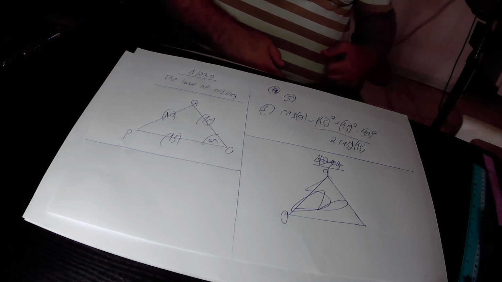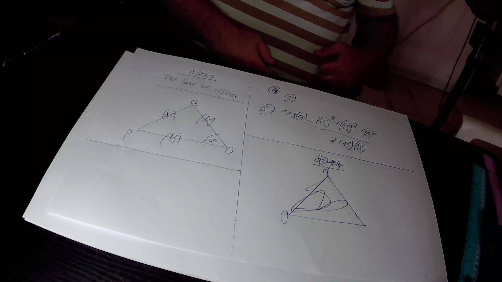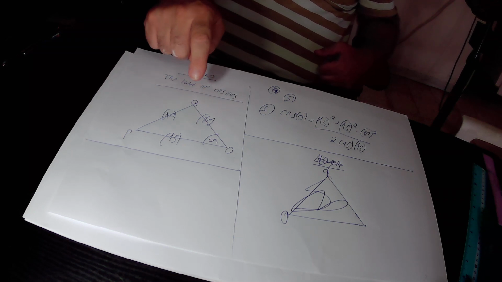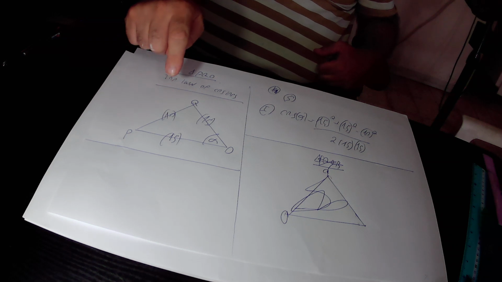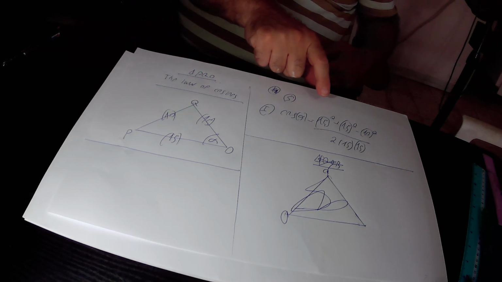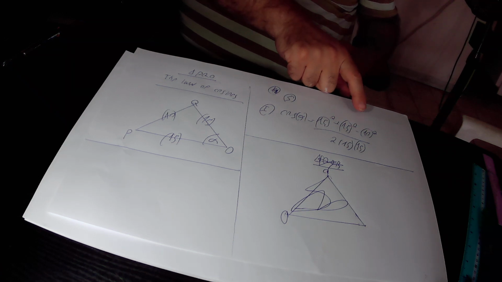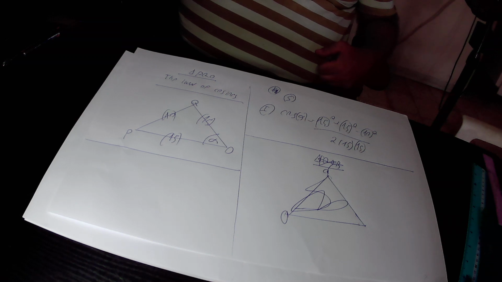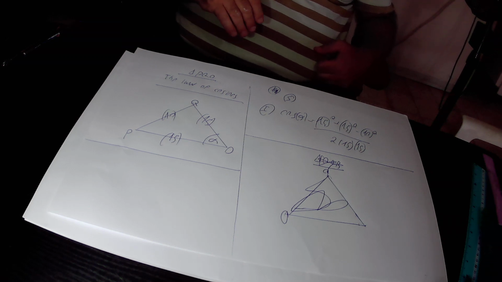According to the law of cosines, in this triangle QPO, cosine alpha equals 15 squared plus 15 squared minus 10 squared over 2 times 15 times 15. Okay, this is equation 1.